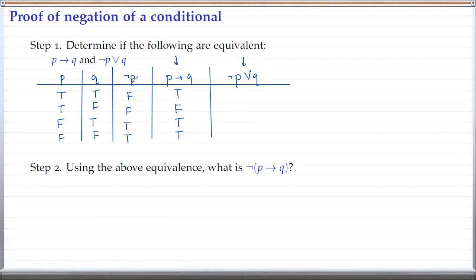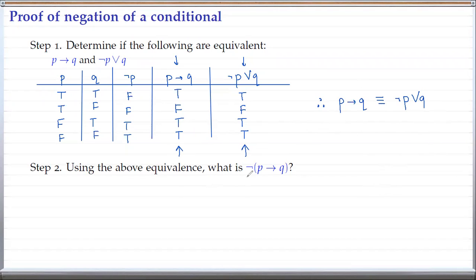Now not P or Q. We have not P over here, this column, and Q this column. So we are combining those two by OR. False or true is true. False or false is false. True or true is true, and true or true is true. So we can see that these two are exactly the same. They are identical. So therefore, we can conclude that P implies Q is identical to not P or Q.